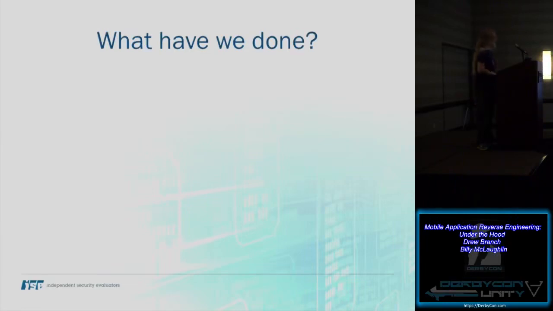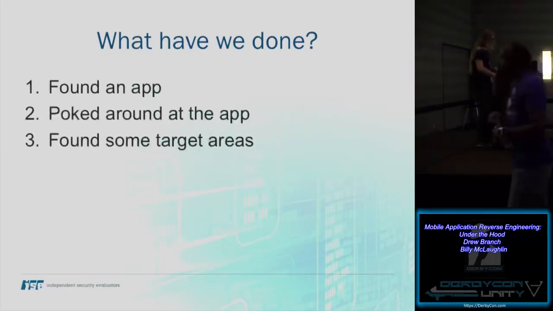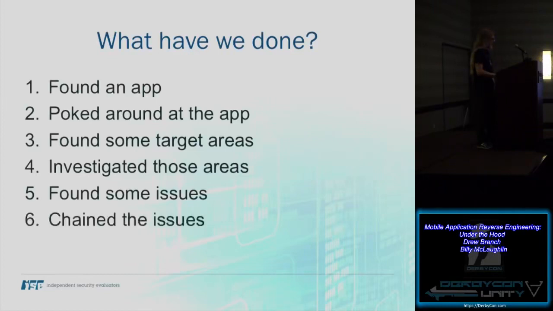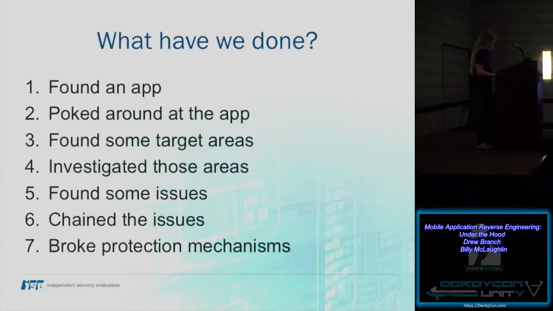That's it. So that was a pretty simple sample, right? Sometimes developers will do a lot better job. Sometimes they won't. This is a nice brief coverage of a simple application. So what did we do today? We found an app, poked around at that app, found some target areas: downloads, storage, encryption. We investigated those areas throughout our talk. Found some issues, right? We found that we could download arbitrary files. There's a pretty weak seed going on. And then we chain those issues together to be able to break the protection mechanisms of the application. So that's the end of my talk.